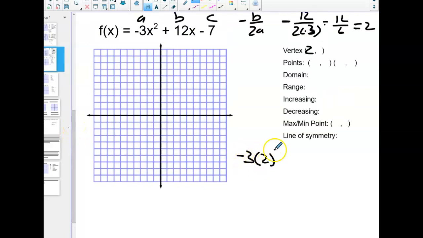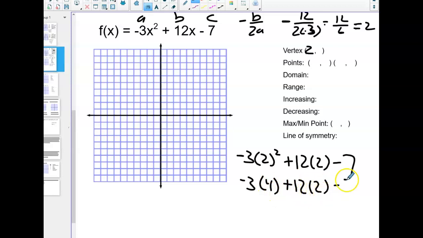Negative 3 times 2 squared plus 12 times 2 minus 7. Negative 3 times 4 plus 12 times 2 minus 7. Negative 12 plus 24 minus 7. Negative 12 and 24 is 12 minus 7. We get 5. So my vertex is 2, 5. That's how you get the vertex every single time in standard form. Okay. I'm going to plot 2, 5.